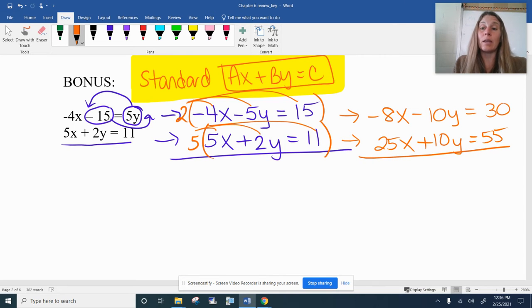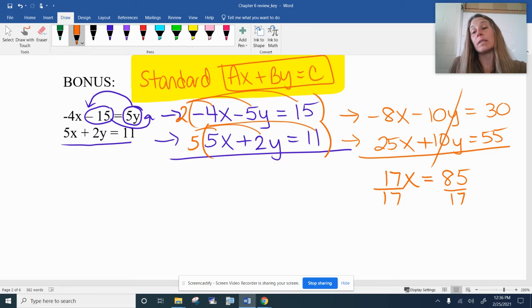Now I can add these and my y's will cancel because I have a positive and a negative 10y. So negative 8 and 25 is going to give me 17x. 30 and 55 is going to give me 85. And does 85 divide by 17 evenly? I'm pretty sure it does. And it is, I believe it's a 5.